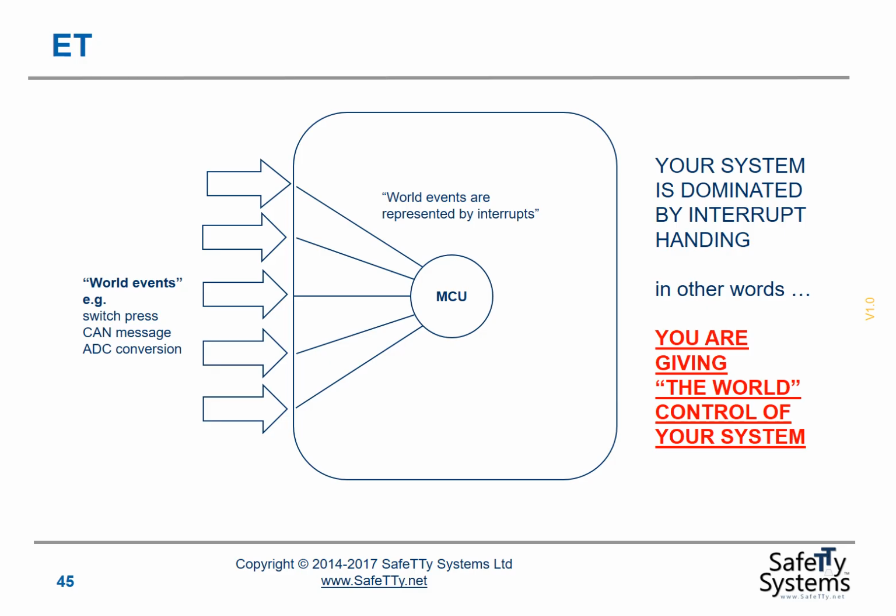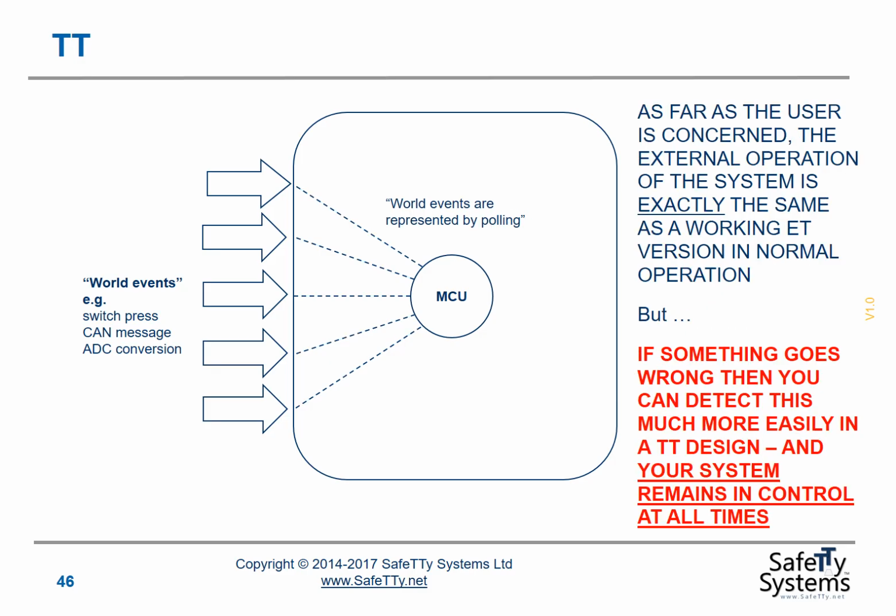To understand what I mean by that, let's consider a time-triggered alternative. We still have the same world events, but we access and deal with those events by polling. And it's important to appreciate that as far as the user is concerned, the external operation of the system is exactly the same as a working ET version in normal operation. But if something goes wrong in the time-triggered design, we can detect this much more easily, and we're always in control. We're not handing over control to the external interrupts. The TT system remains in control.